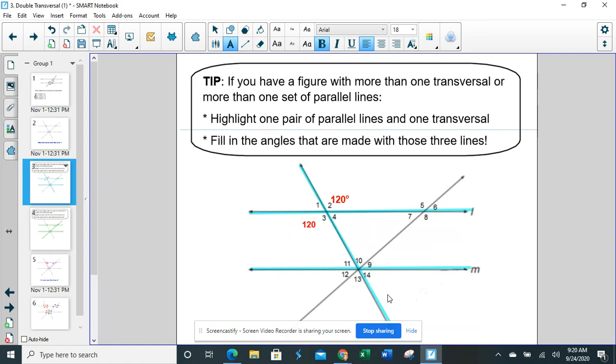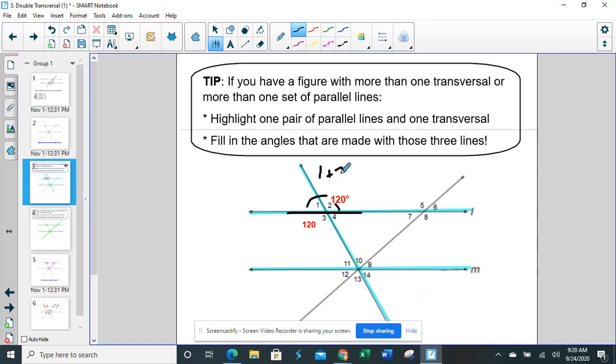Okay, and if I know that this one is 120 and this one is 120, then I can find out what 1 and 4 are. The reason I can find that out is because these angles form a straight line together, right? So if 1 and 2 are sharing a side, they're adjacent and they're forming a straight line, it means they're supplementary, which means that 1 plus 2 equals 180. Angle 1 and angle 2 equal 180, all right?